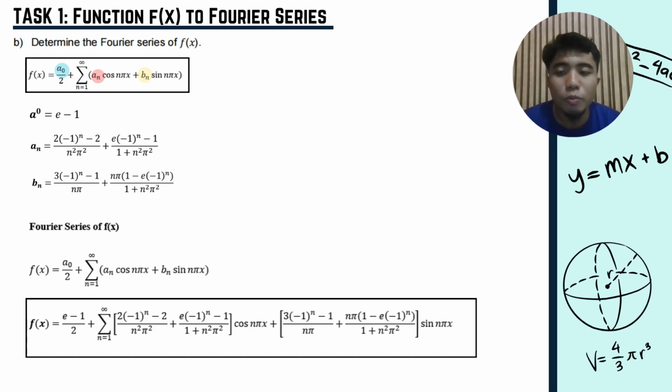So lastly, after we complete finding our a naught, an, and bn, we will insert each value into the Fourier series of f(x). We will enter the a naught, an, and bn into the formula, and we will get the complete Fourier series of f(x).